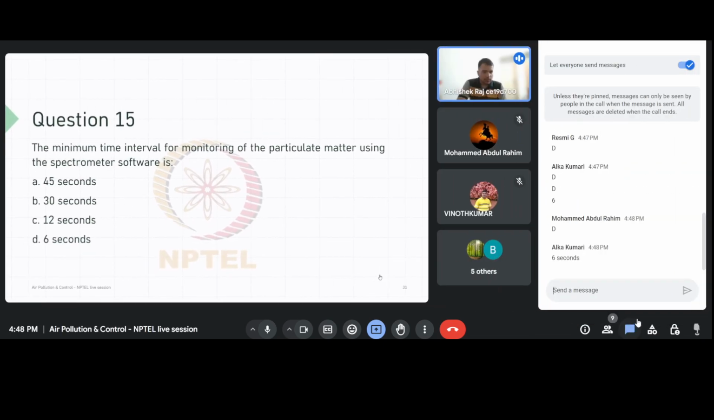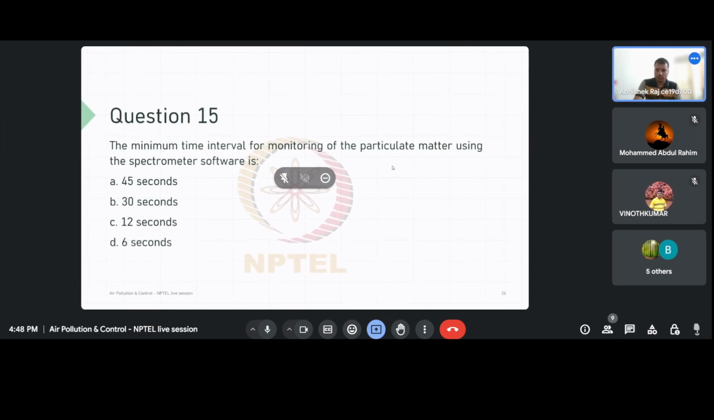Any responses? I think people are saying option B, right? Okay. So yeah, that is correct. Option D, that is 6 seconds.